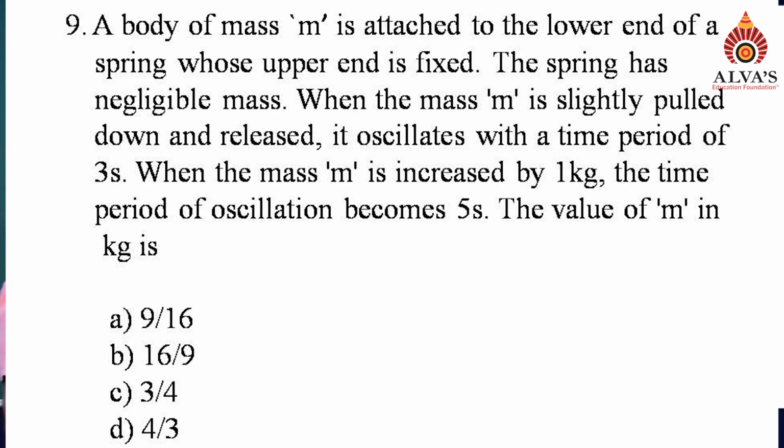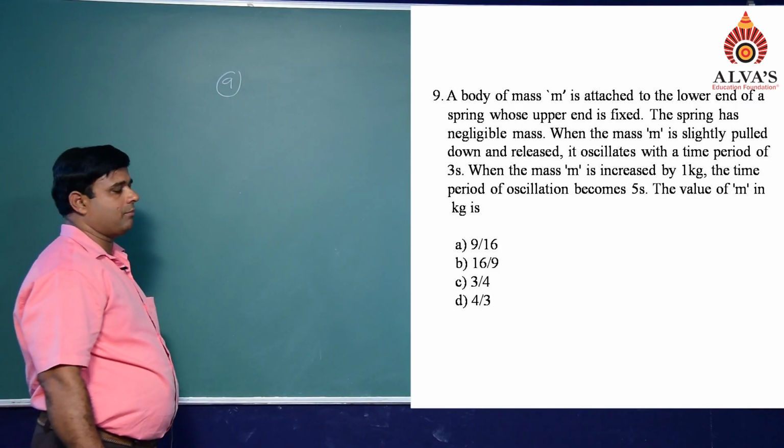A body of mass m is attached to the lower end of a spring whose upper end is fixed. The spring has negligible mass. When the mass m is slightly pulled down and released, it oscillates with a time period of 3 seconds. When the mass m is increased by 1 kilogram, the time period of oscillation becomes 5 seconds.